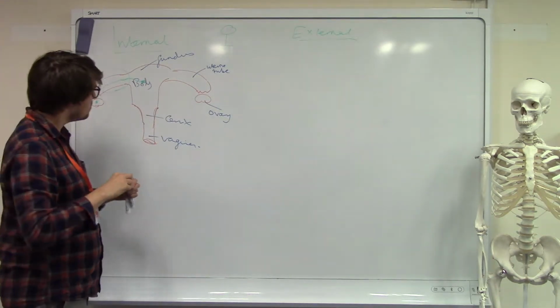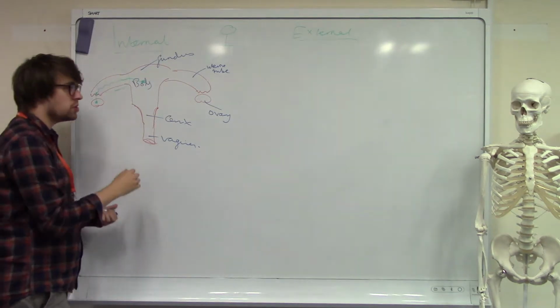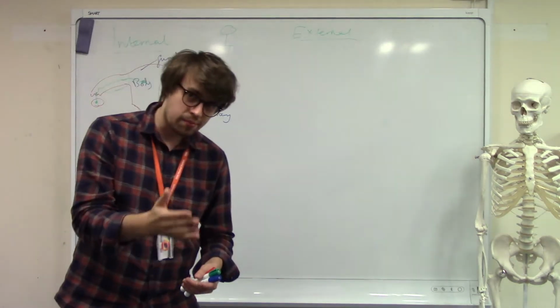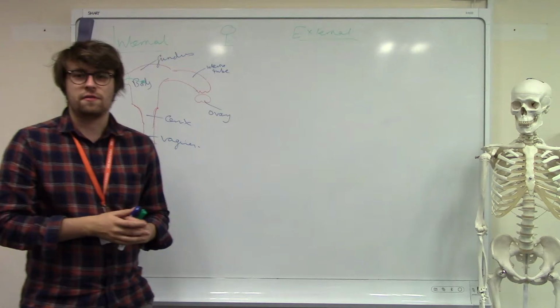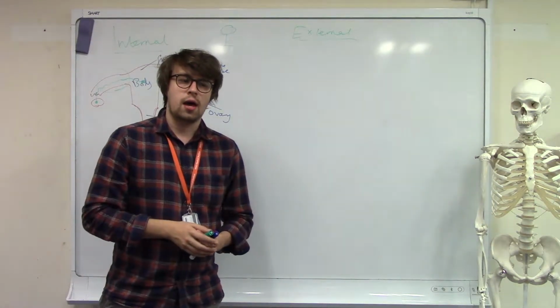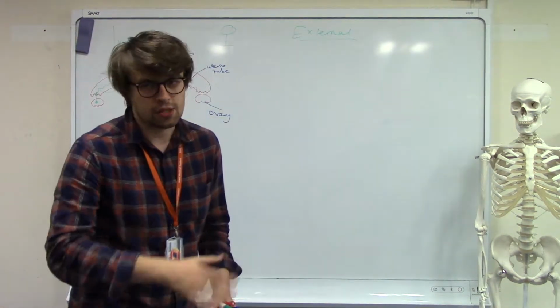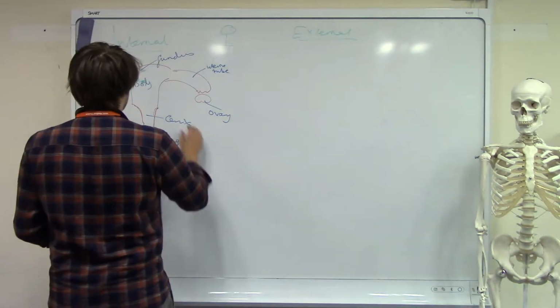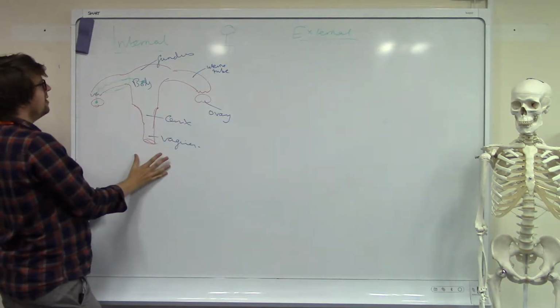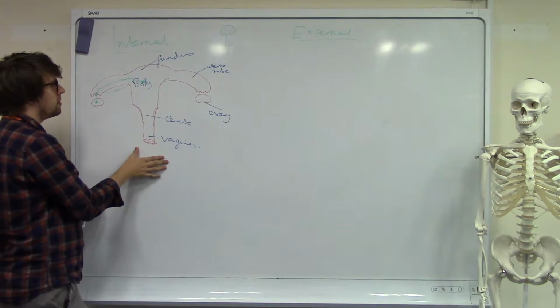body. It can implant in other areas, which is called an ectopic pregnancy. That can have many ramifications, including hemorrhage and many things you'll go into in block 5. So, that is roughly the internal female genitalia.